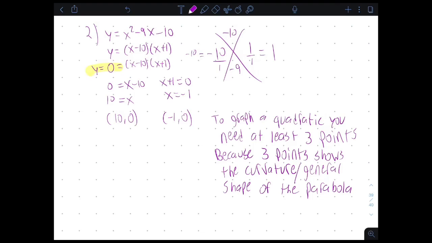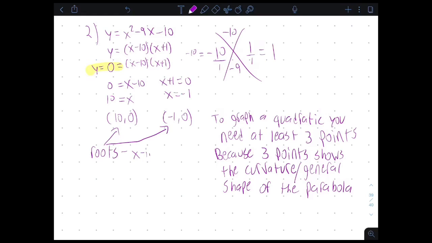Here are 2 of them, and how we can get the next point is we can find what's in the middle of these 2 points. These 2 points are called roots. And if you remember from the second 9 weeks of our class, or maybe even the first, the definition of a root is the x-intercept. Since we have a parabola, parabolas are u's, and here we have 2 roots, which means we have 2 x-intercepts, we need to find the middle of this parabola.